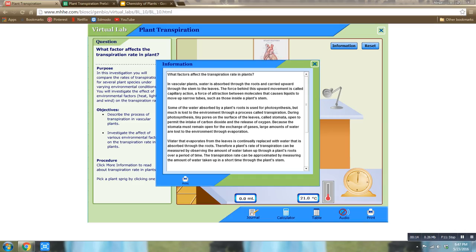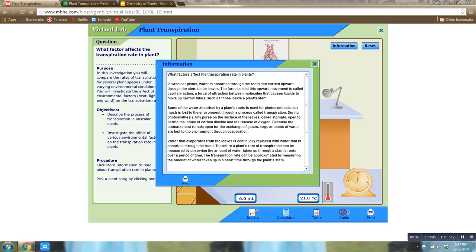In vascular plants, water is absorbed through the roots and carried upward through the stem to the leaves. The force behind this upward movement is called capillary action, a force of attraction between molecules that causes liquids to move up narrow tubes, such as those inside a plant's stem. Some of the water absorbed by the plant's roots is used for photosynthesis, but much is lost to the environment through a process called transpiration.